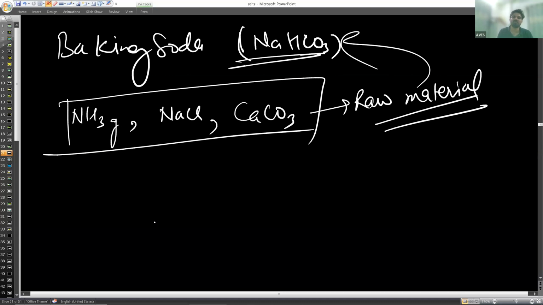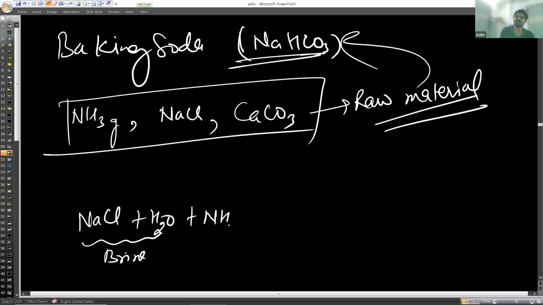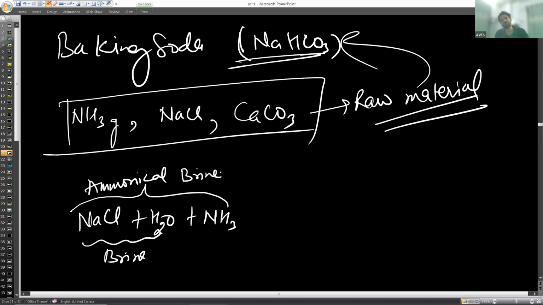Now we take a concentrated solution of NaCl and water. This is called brine. When we pass ammonia gas to it, it becomes ammoniacal brine. What do we call it? Ammoniacal brine.